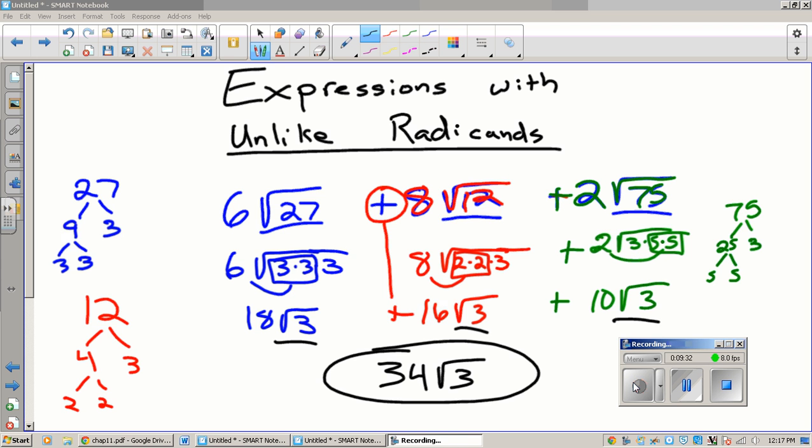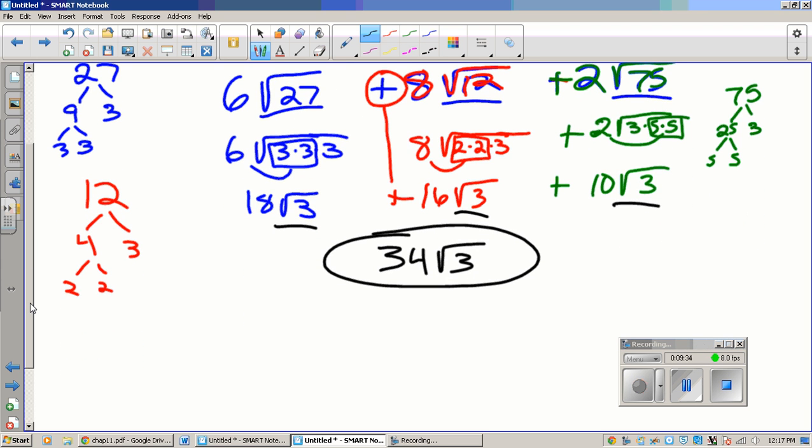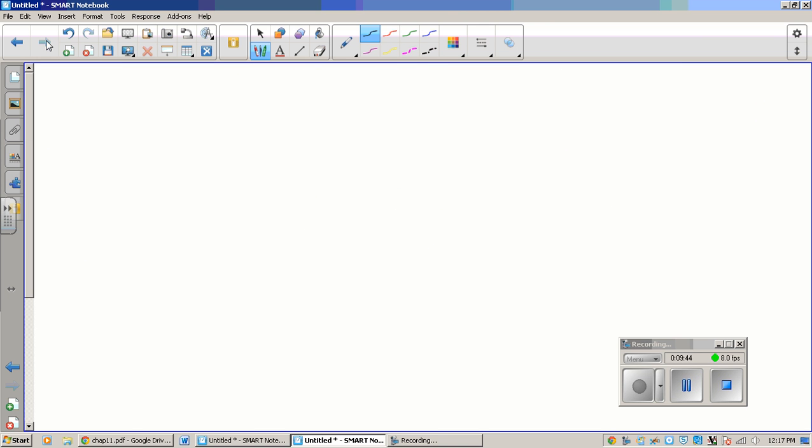I just realized something as I was moving on. I had 18 and 16 is 34. I forgot to add the 10 in there. That is 44 radical 3, and that's your answer. Slacker teacher. Anyway, let's move on to our next problem here.